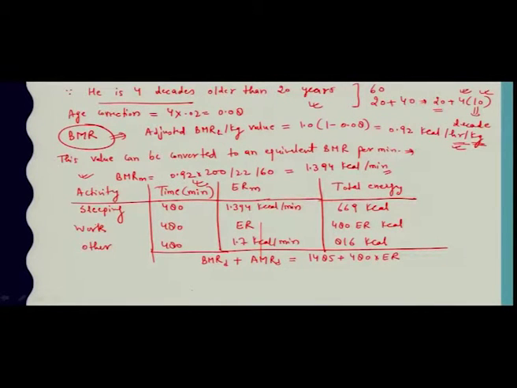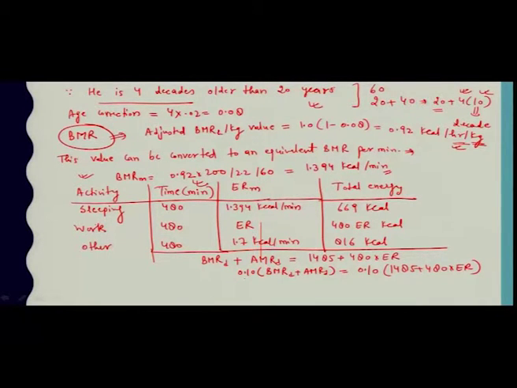So we have to calculate this digestive metabolic rate as 0.10 times BMRD plus AMRD, that will be equal to 0.10 times 1485 plus 480 times ER.